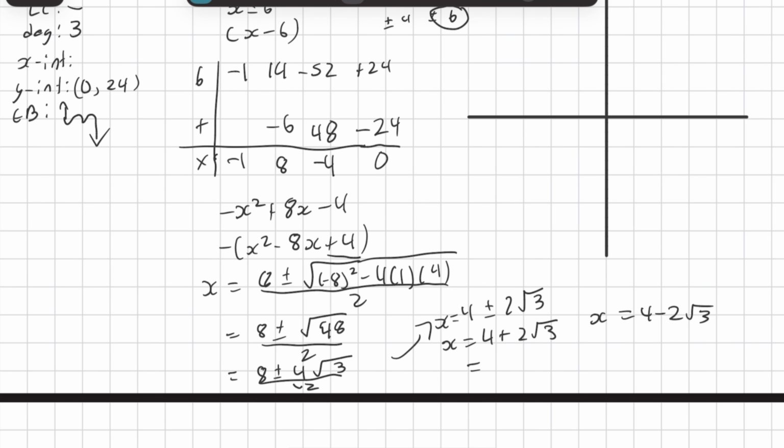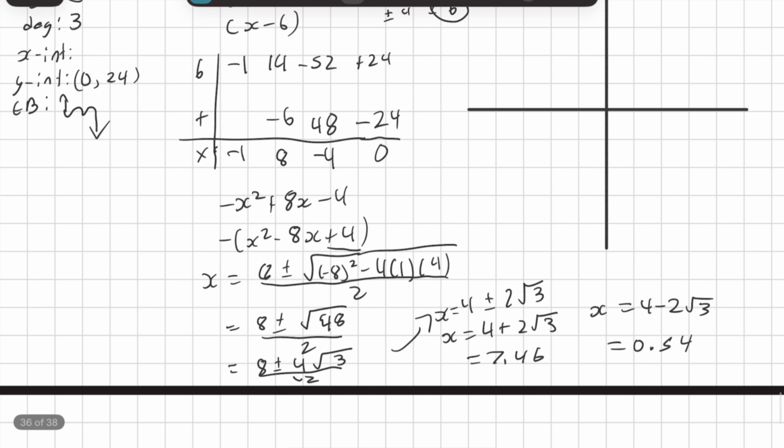You're going to do 4 plus 2 square root 3, which is 7.46. And then 4 take away 2 square root 3 is 0.54. So if you're going to write out the equation, you'd have to bring this negative back down and then bring this over, but we're not going to write it back out because we already have our end behavior. So let's go ahead and plot everything.